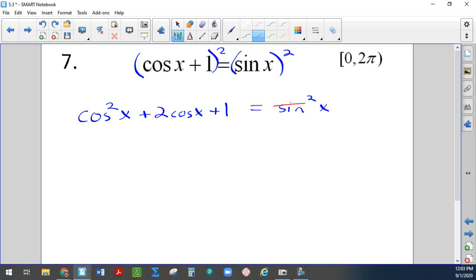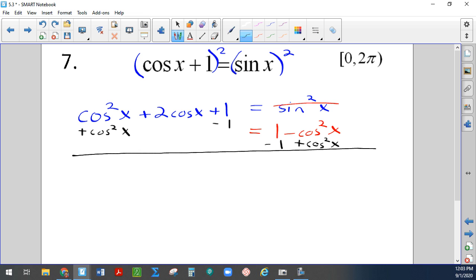And then sine squared x we're going to rewrite as 1 minus cosine squared x. So at this point I'm going to add cosine squared x to both sides and subtract 1. And so I have 2 cosine squared x plus 2 cosine x plus 0 equals 0. Then I can factor out 2 cosine x.